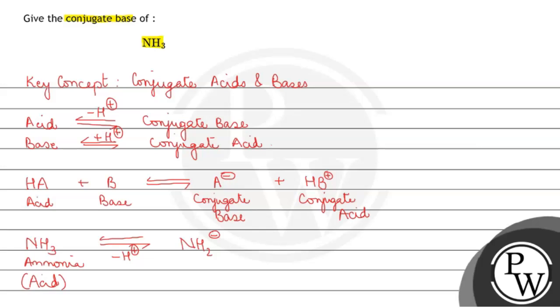So ammonia loses a proton and is transformed into amide ion. This amide ion is the conjugate base of ammonia. Okay, so NH2 negative, that is amide ion, is the conjugate base of ammonia NH3.